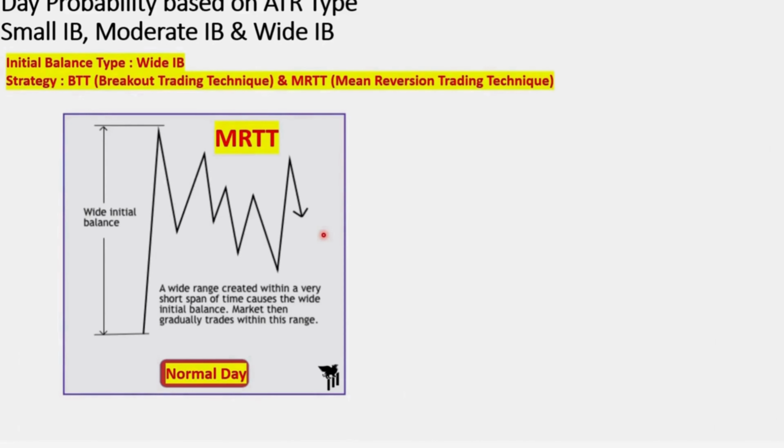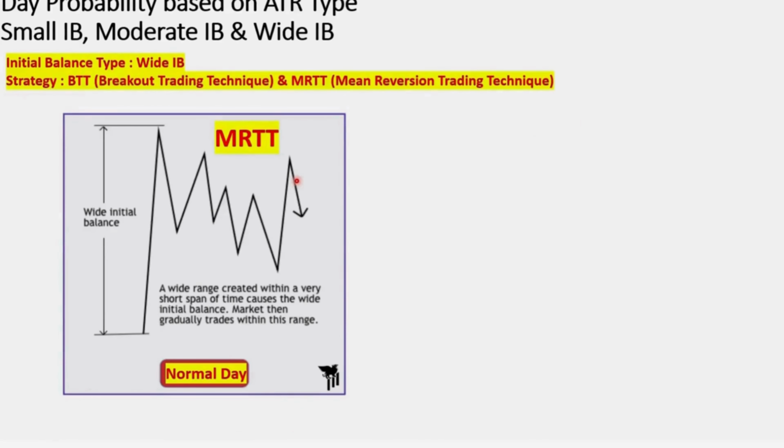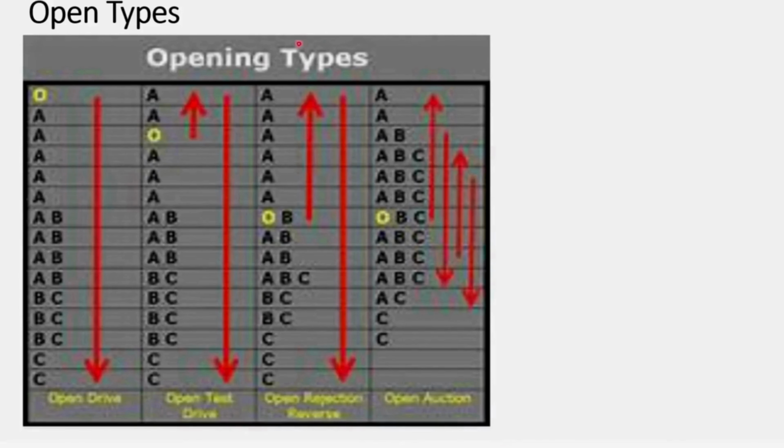Now we have a solid understanding of different day types such as trend days, double distribution days, and non-trend days, and how they are influenced by the initial balance and the ATR. We can further refine our trading approach by comparing these day types with the different open types. There are 4 primary open types: open drive, open test drive, open rejection reverse, and open auction process.